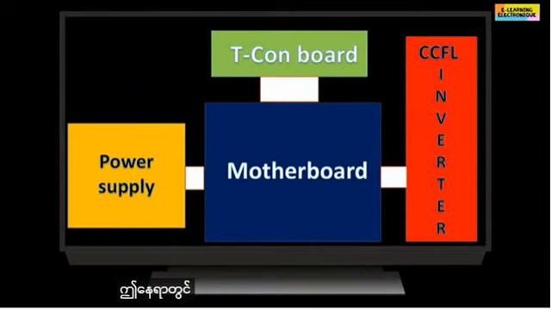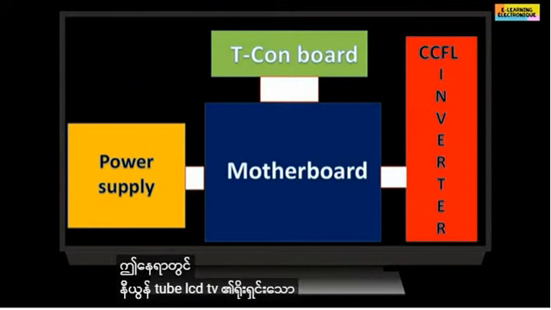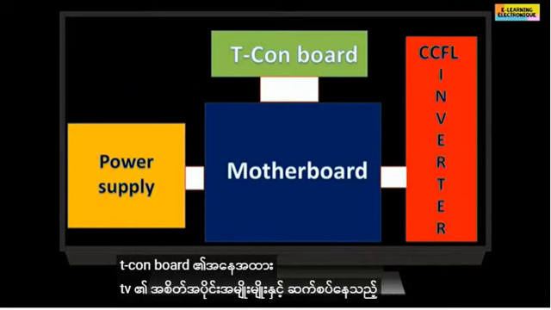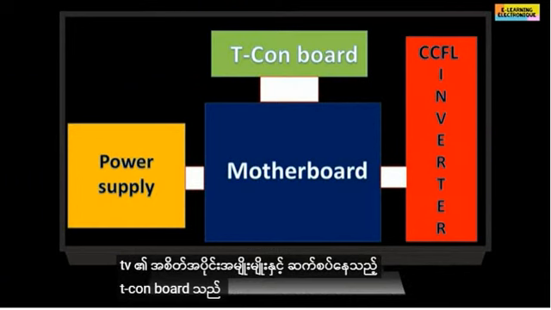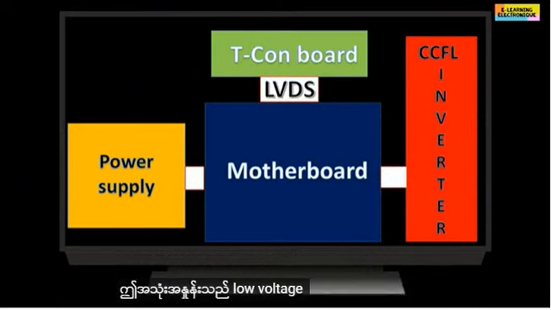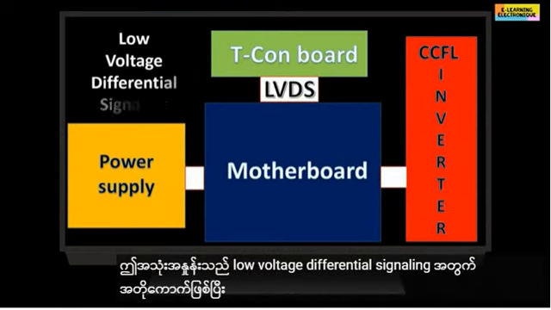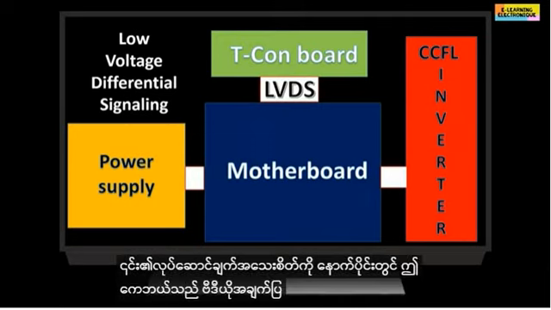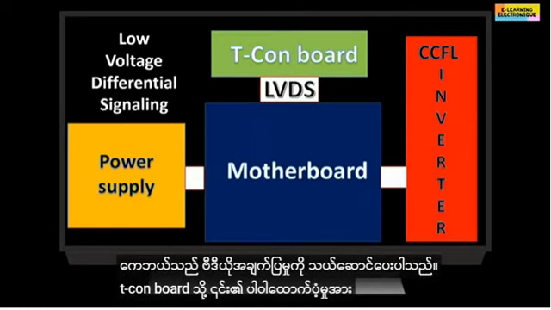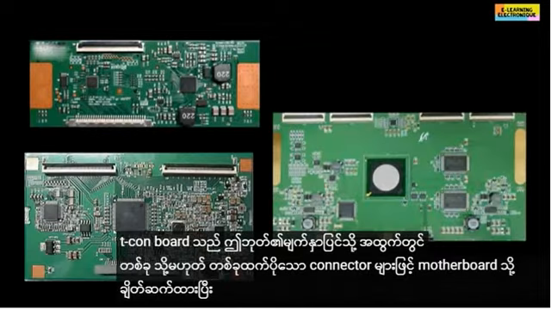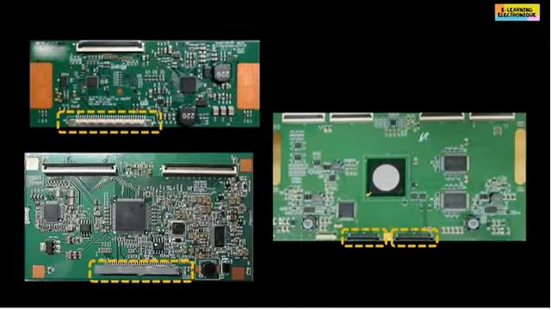Here we see on this simplified block diagram of a neon tube LCD TV, the position of the T-Con board in relation to the various components of the TV. The T-Con board is connected to the motherboard by a special cable called LVDS. This term is the acronym for low voltage differential signaling. The details of its operation will be seen later. This cable carries the video signal and its power supply to the T-Con board. The T-Con board is connected to the motherboard by one or more connectors. At the output of this board to the screen, we can find one or more connectors.